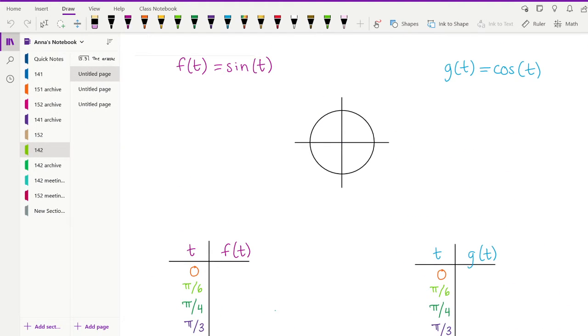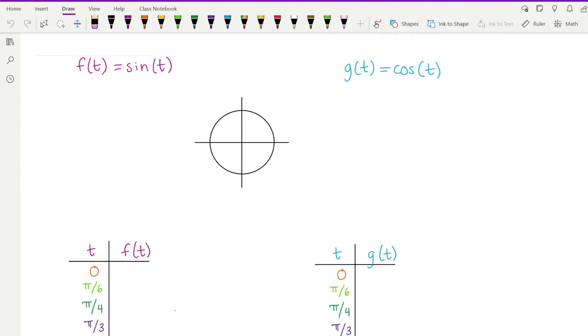Okay, so let's start actually doing what we need to do to sketch the graphs of these functions. Again, we're going to be trying to graph f of t equals sine of t, and g of t equals cosine of t. We're going to do this the same way that we just did the previous example, where we just made a brief table.